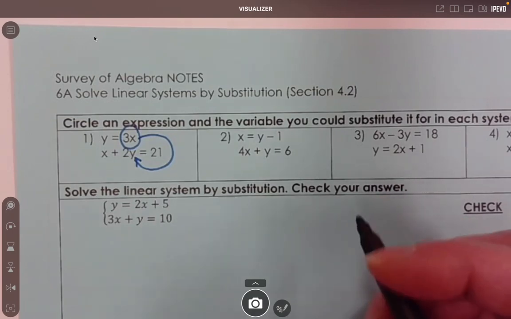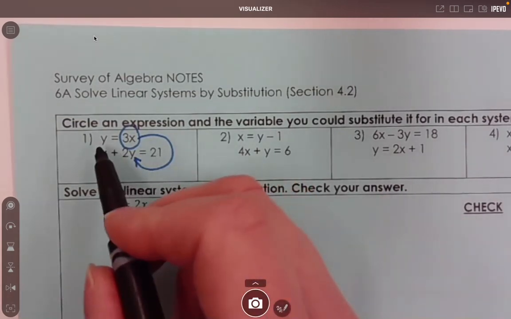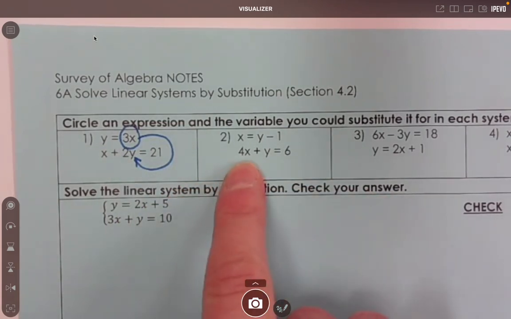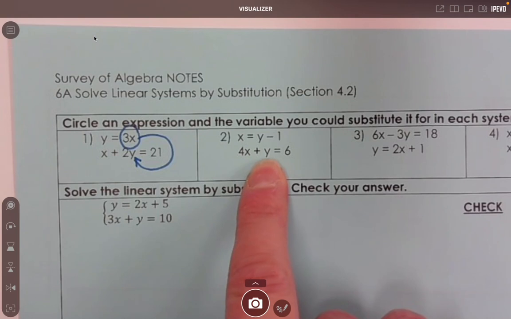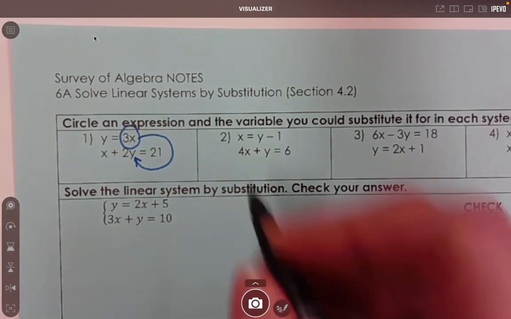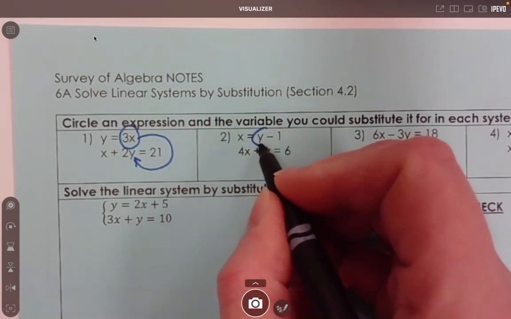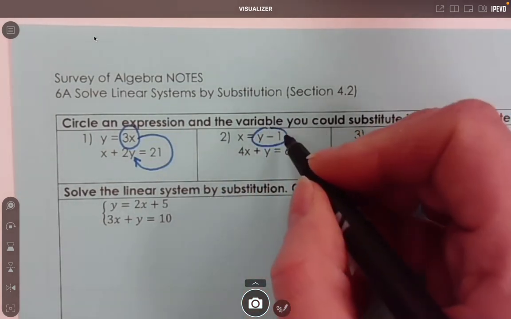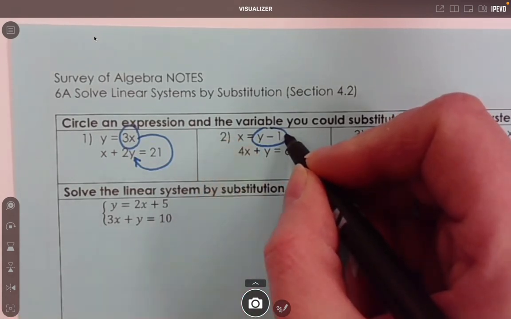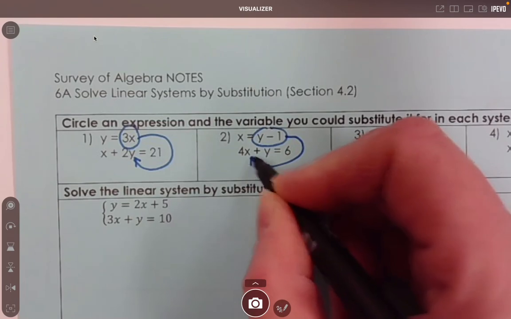On the second one, I want to look for the same thing: an x or y with an equal sign directly afterward. So the second one doesn't work. I have 4x plus y equals 6. It's not just y equals 6; I have something in front of it. But in the first one, I have x equals this entire expression, y minus 1. That's what I want to substitute.